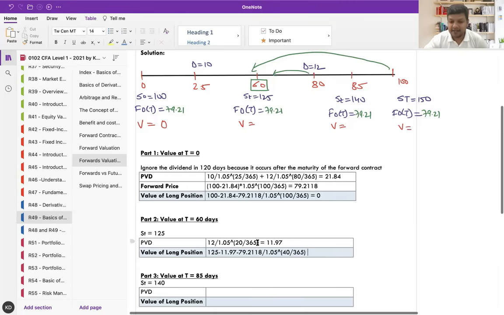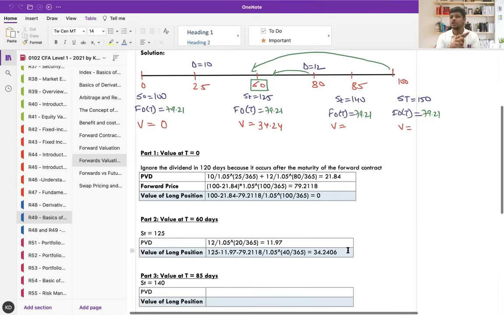First, you will find the present value of this: 79.2118 divided by 1.05 raised to 40 by 360. You will first calculate this, store it somewhere, then do 125 minus 11.97 minus this. Check out, your value should be somewhere around 34.24. Yes, 34.241. Correct. So here my value is 34.24. Clear?